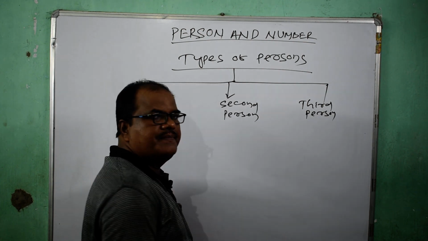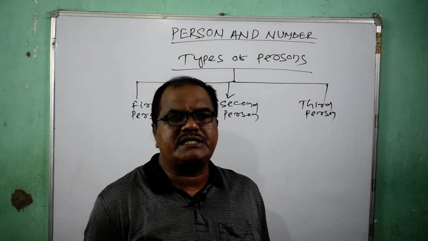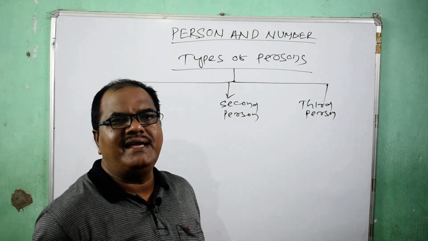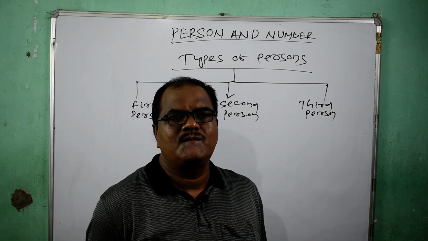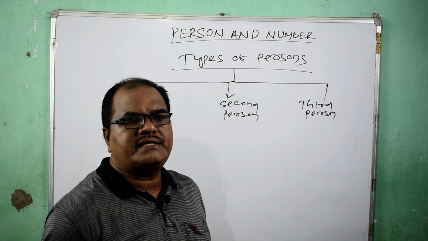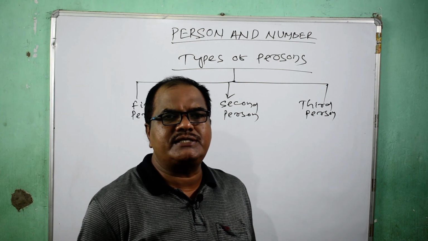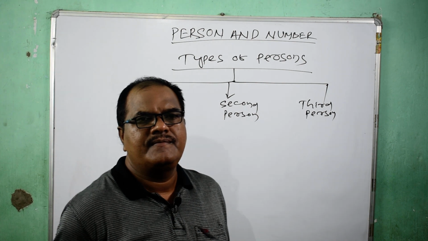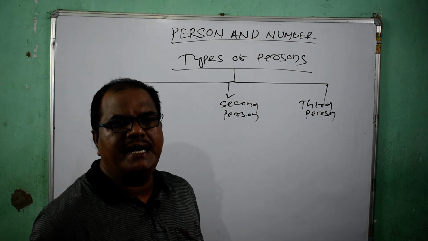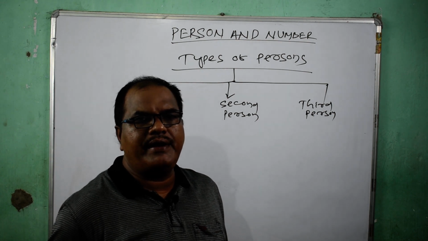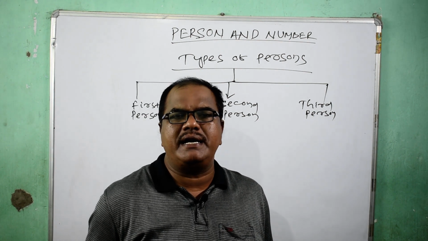In English, this category makes a relationship between a subject and its verb. Therefore, the category of person is very important in English grammar.